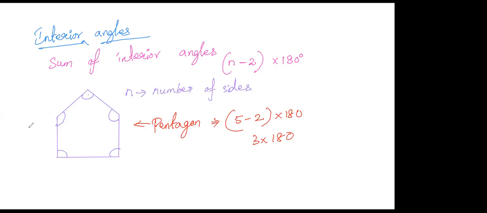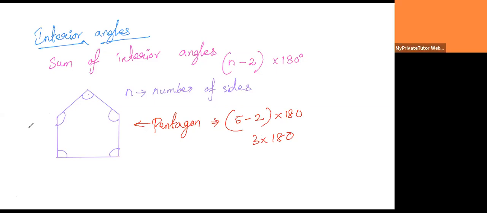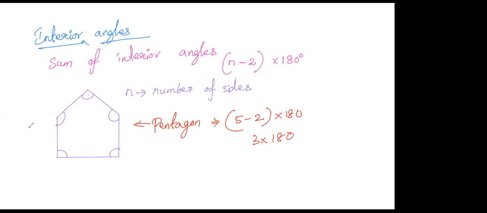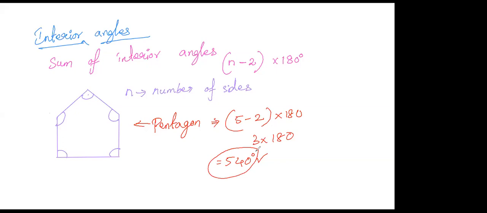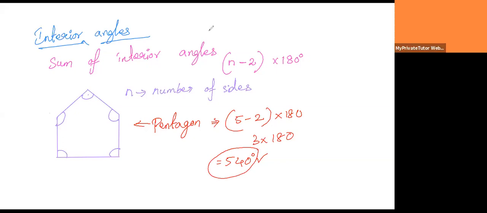540. Very good. So the total angles, we can say the sum of angles in a pentagon is 540. Amira, do you understand that? Okay. Please let me know, Amira, if you have any questions.